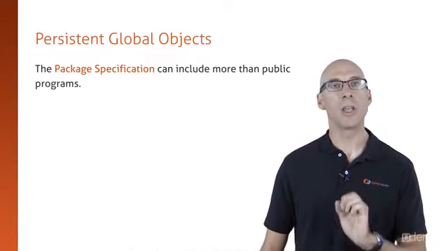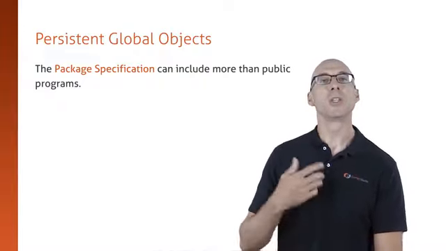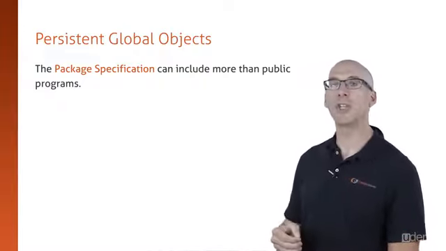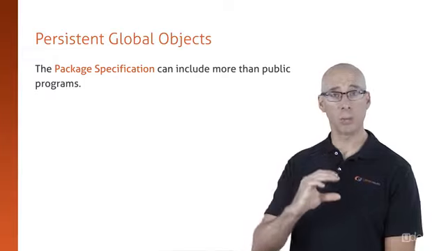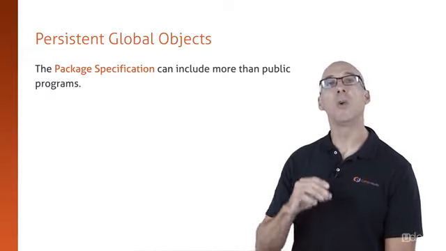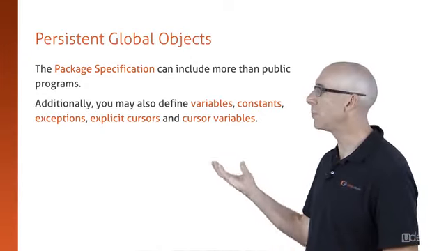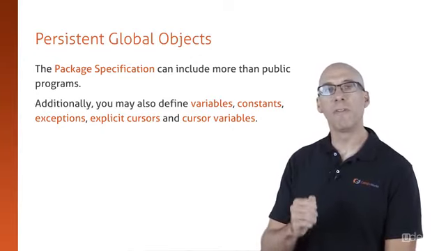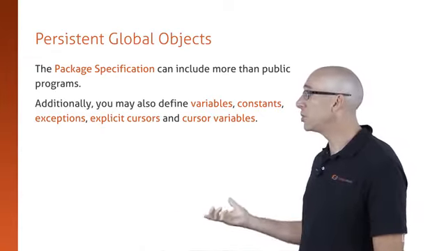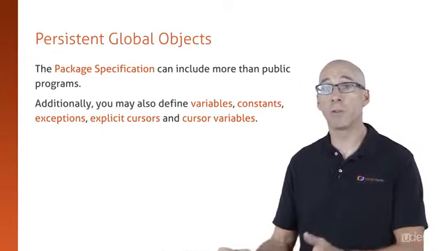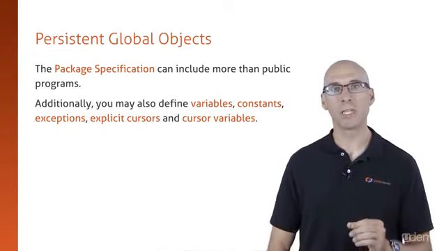But again, the global variables are only available to us within a package. So when we start talking about our package specification, not only can it include our public procedures, whether those are procedures or functions, you can also include a global variable. And we just consider that to be a persistent global object. So a global variable can consist of a variable, constants, exceptions, explicit cursors, cursor variables, basically any object that you've already worked with, you can put inside of that public specification.